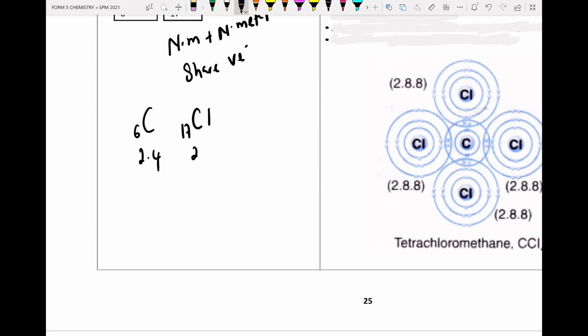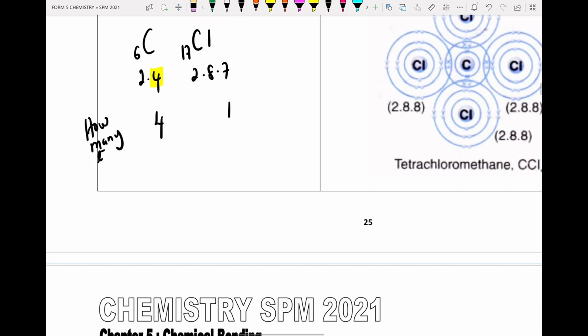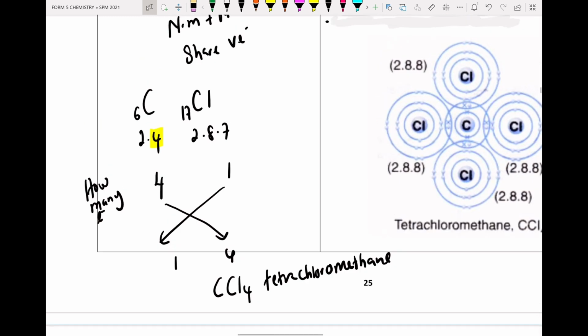Write down the electron arrangement. Carbon is 2.4, and 2.8.7 will be the electron arrangement of the chlorine atom. Ask the question, how many electrons are needed to achieve octet? Carbon needs 4 more electrons to achieve octet, and chlorine needs 1 more electron to achieve octet. So use this and do crossing. Bring the 4 here, and 1 will be here. So the formula is carbon 1, Cl 4. This is the formula for tetrachloromethane.